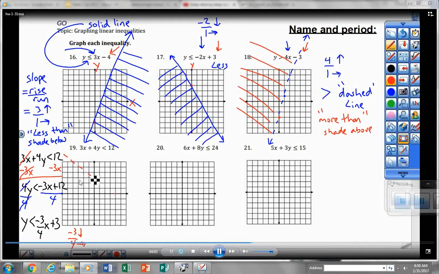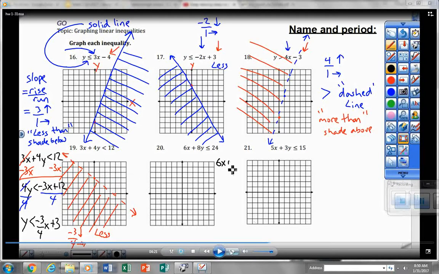That will be a dashed line because that inequality is just plain old less than, not less than or equal to. Less than, always shade below the line, less than. So all those points in that shaded zone will work for x and y. Points on the dashed line will not. And then any points over here will definitely not satisfy that inequality.